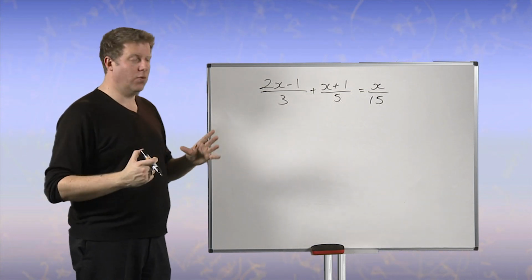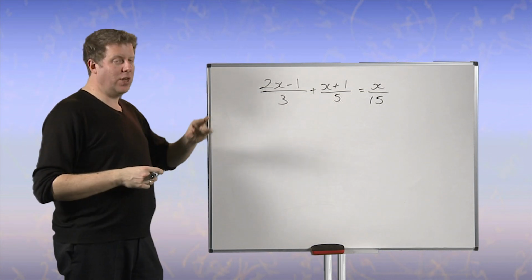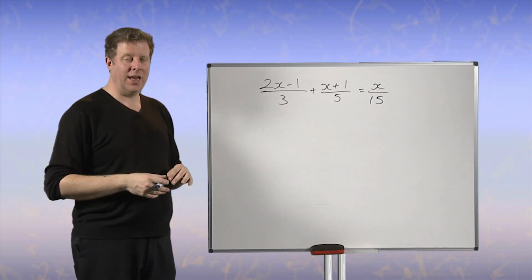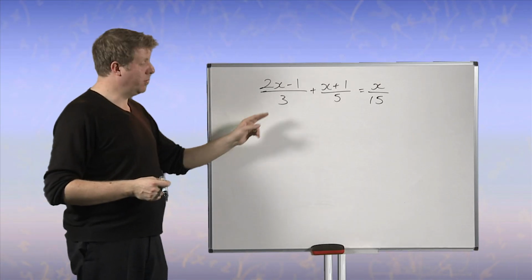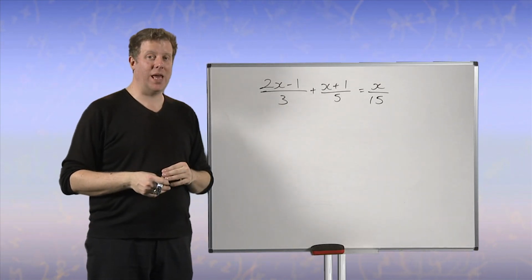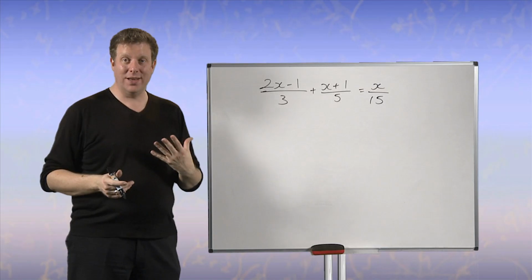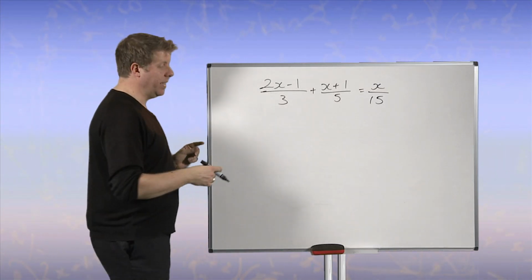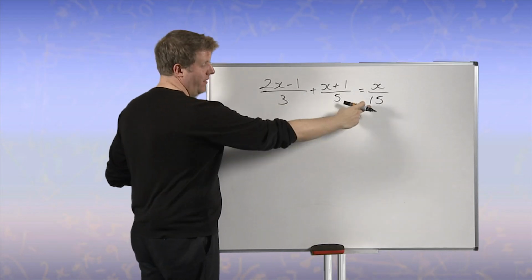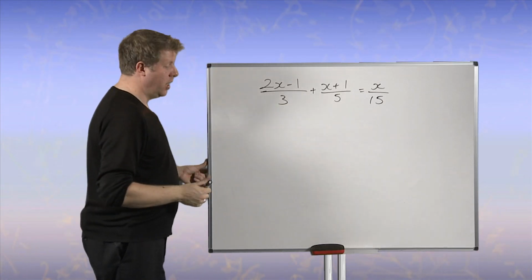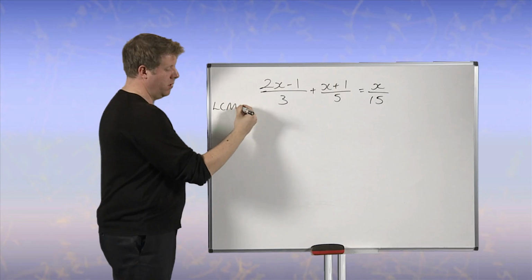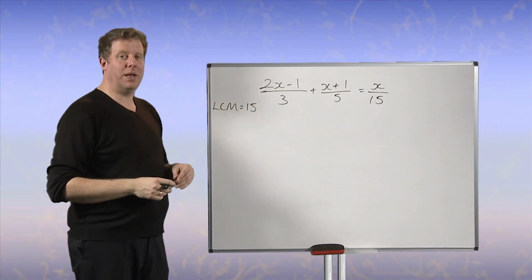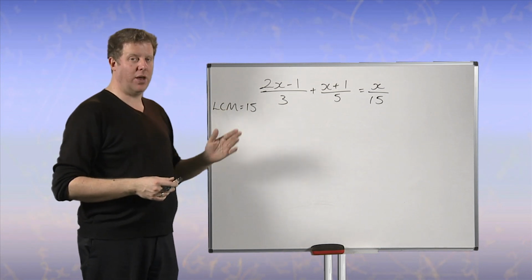Now, when we want to solve this particular equation, we don't want to have to multiply everything by 3, then everything by 5, then everything by 15. If we can find the lowest common multiple of the 3 denominators we have, we can just multiply by one number and all the denominators will disappear. So if we look at the denominators we have, 3, 5 and 15, the lowest common multiple of those numbers is 15. So I'm now going to multiply each fraction by 15.